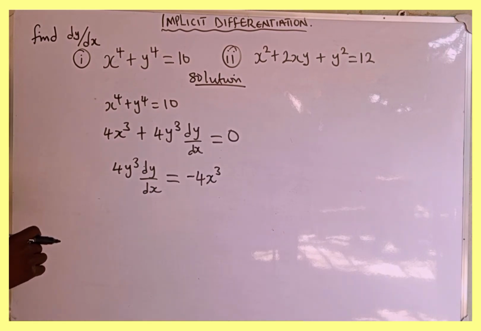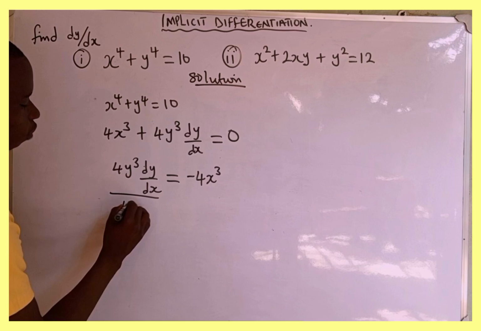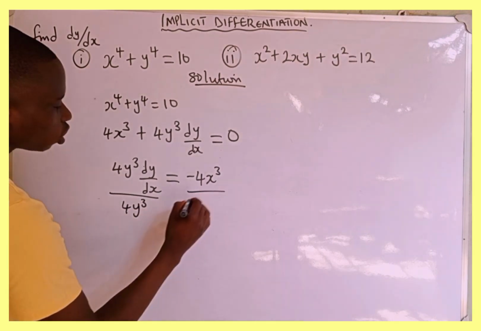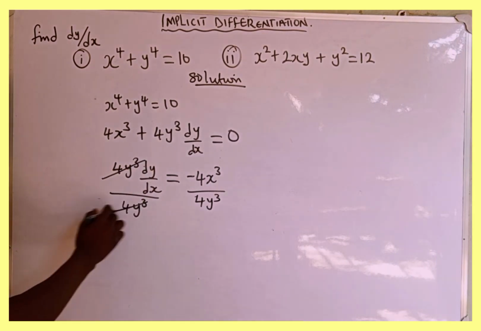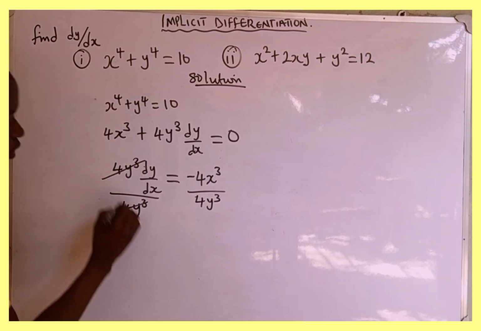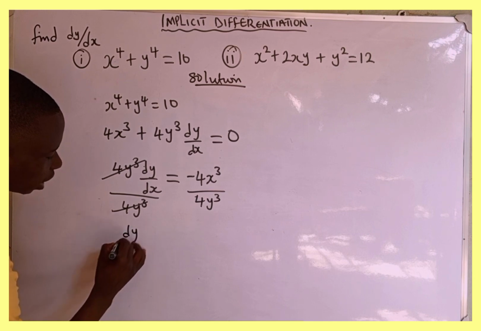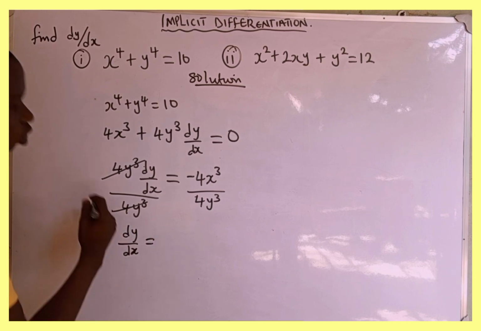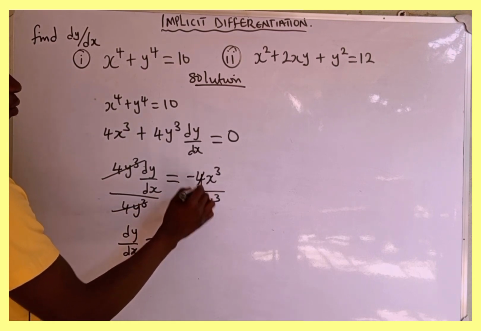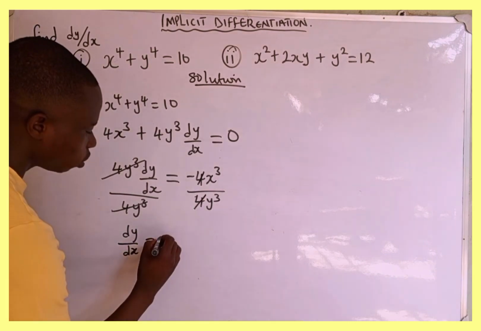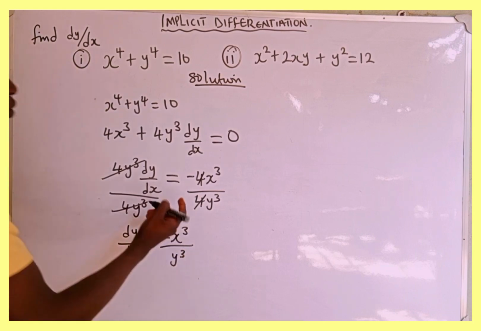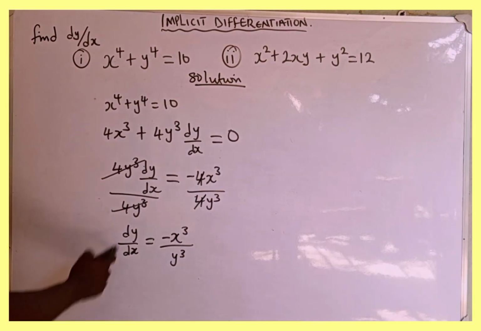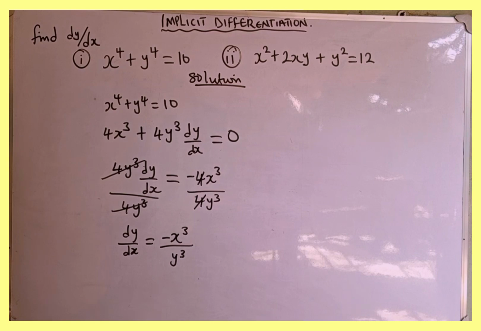Now the next thing we're going to do is to divide both sides by the coefficient of dy over dx, which is 4y to the power of 3. So 4y to the power of 3 will cancel out 4y to the power of 3. On the left hand side, we are left with dy over dx, which is equal to, this 4 is going to cancel 4, we are left with minus x cubed over y cubed. So this is the value of dy over dx in this function using implicit differentiation.